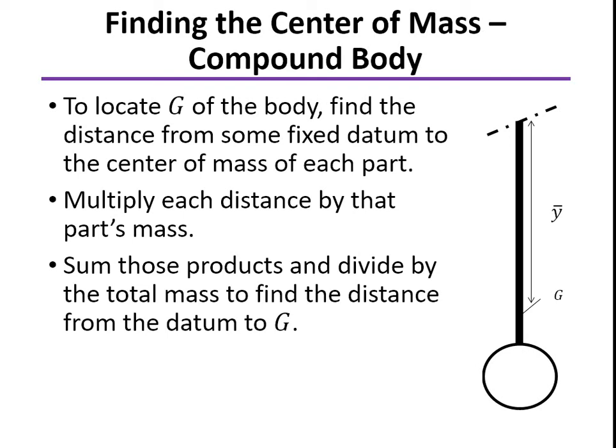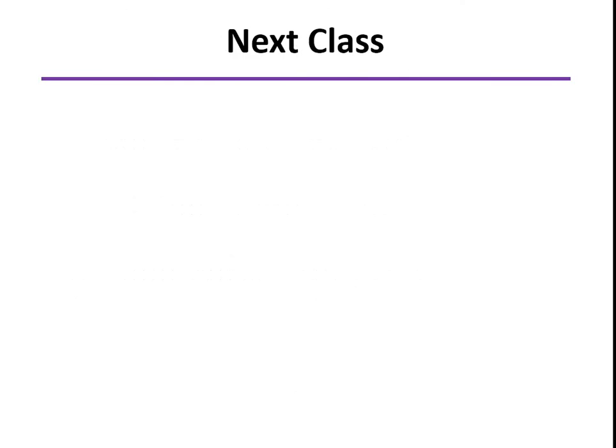If I'm measuring from the top, then the quantity y bar down to the center of mass of the entire pendulum, I would find by taking the y bar of the thin rod, multiplying by its mass, adding to that the y bar of the sphere at the bottom times its mass, adding those together and then dividing by the total mass, and that would give me the value of y bar. So it's like a weighted average of how far away the center of mass of each of the individual components is. That kind of wraps us up for mass moment of inertia.